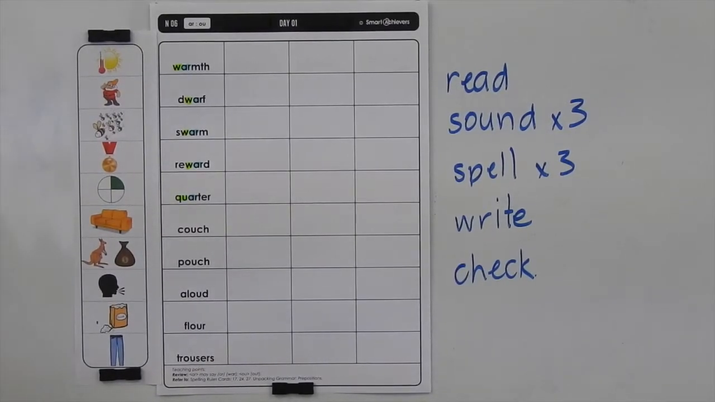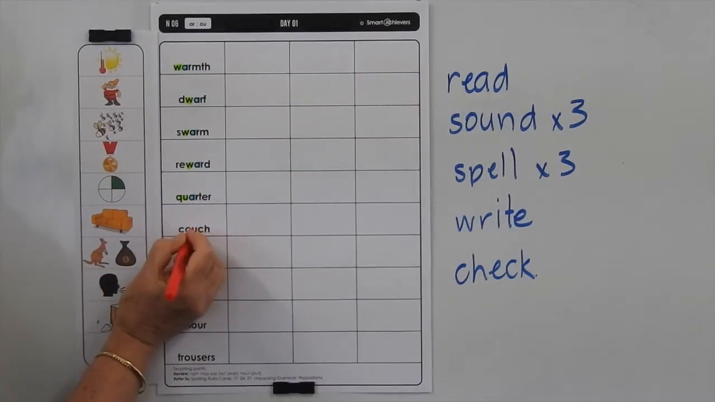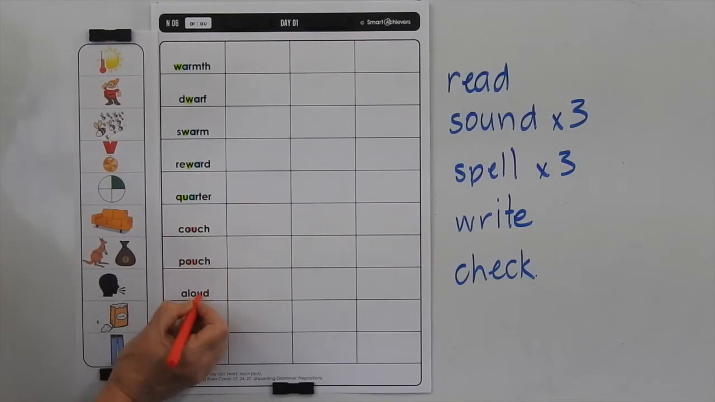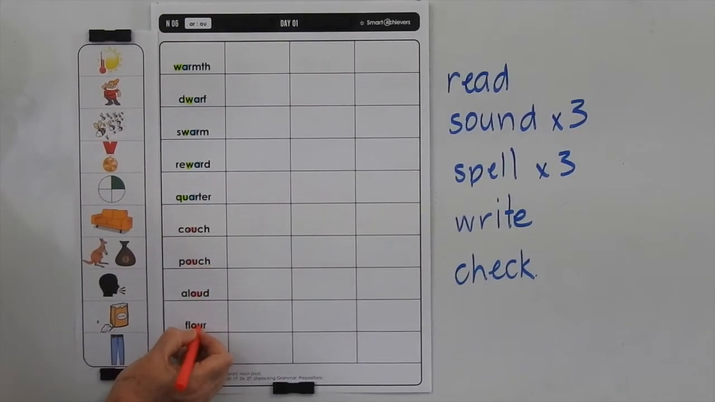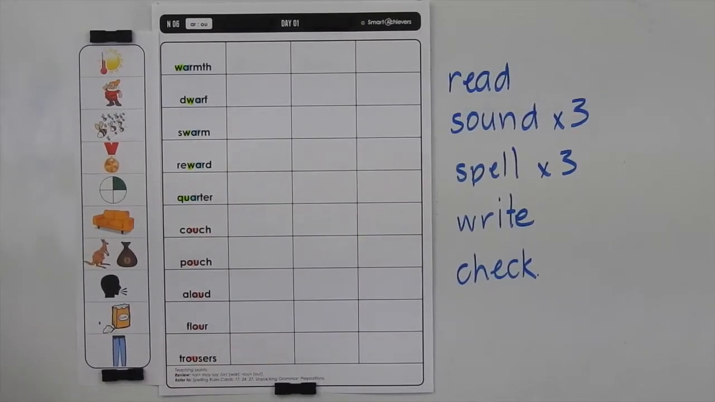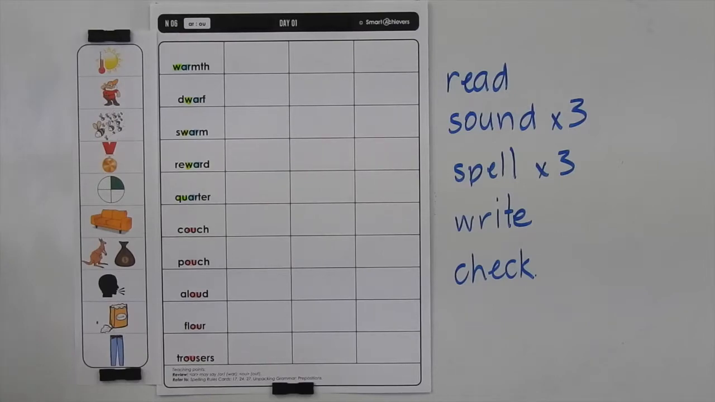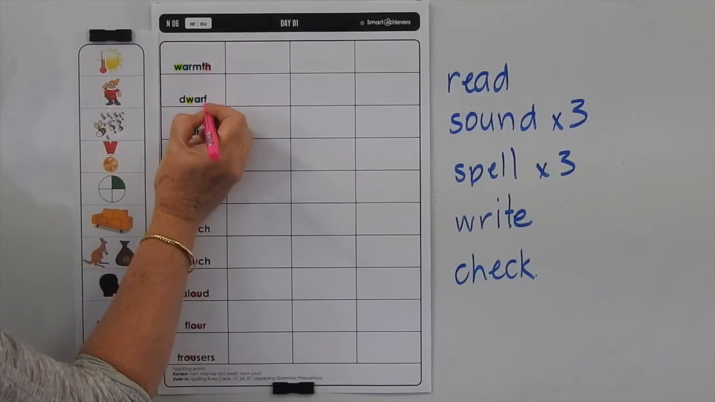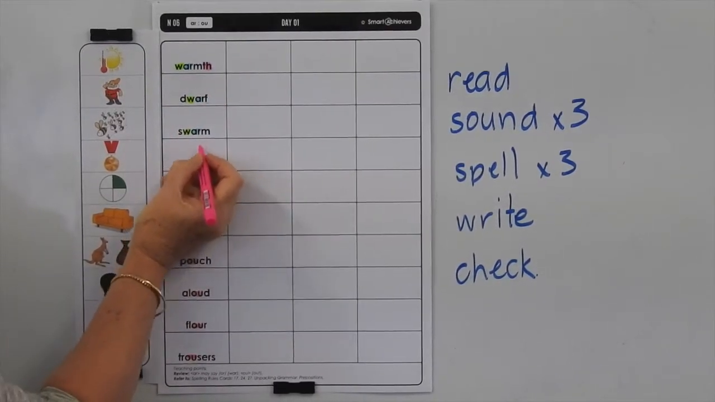So we know that after a W, WH or QU, we can use AR for the OR sound rather than OR. Now down the bottom we've got the OW sound, so we're going to have couch, OU, the OW sound here, pouch, allowed, flower, trousers. Now if you find another colour, we'll go through and highlight some of the extra things you can see happening in these words. So we've got warmth with the TH on the end, whereas here, be careful, we've only got an F on the end there.